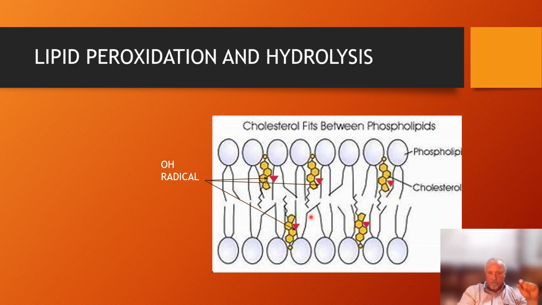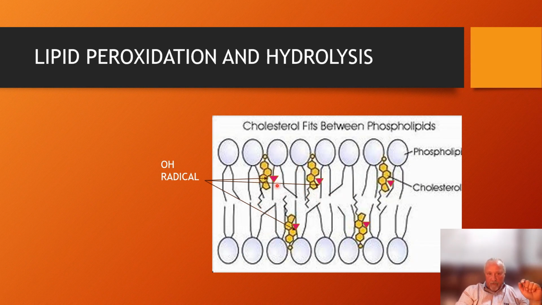OHs are hydrophilic. They love water. So the more you hydrolyze the phospholipid membrane with the hydroxyl free radical, the more water soluble this whole membrane becomes. Water is a great solvent. So water molecules will tend to permeate inside this cell membrane and cause these to separate, just like oil on water. And once it separates, the membrane comes apart.